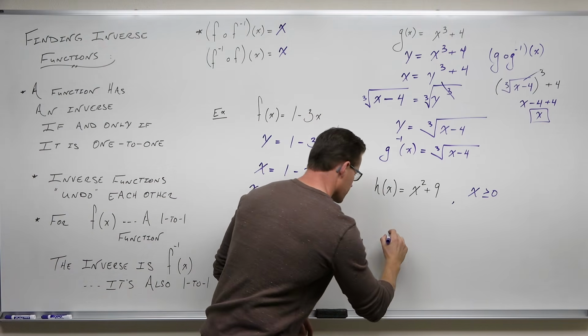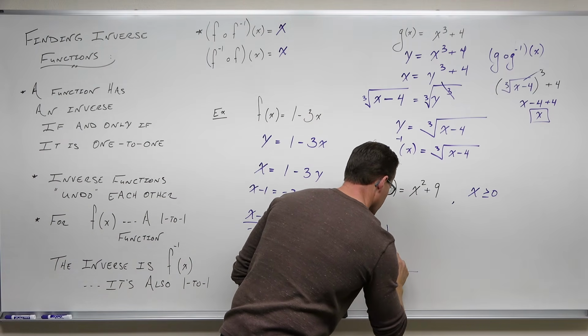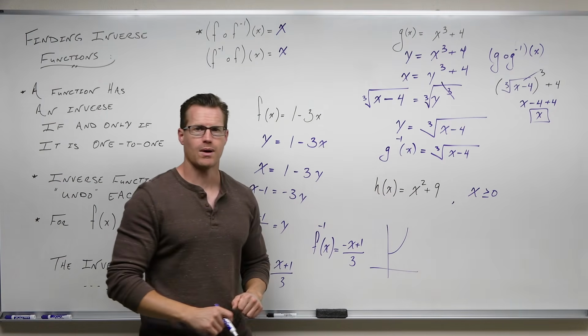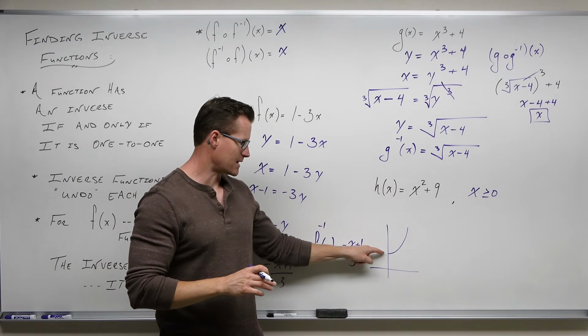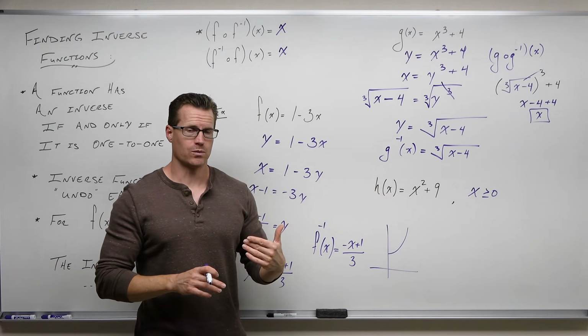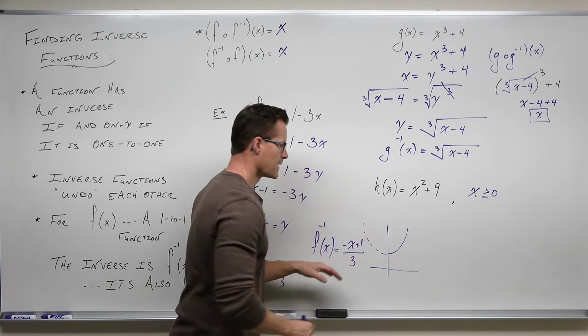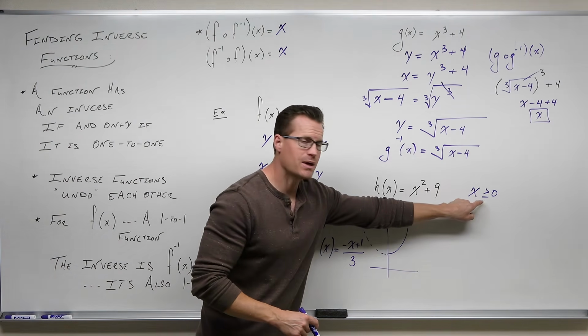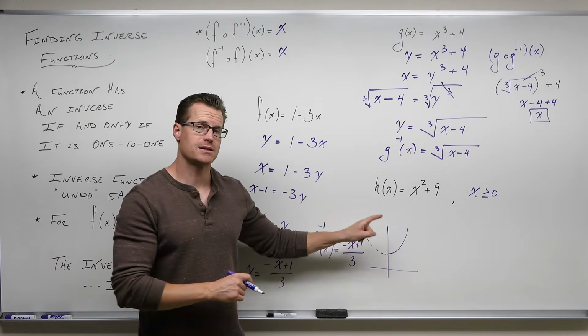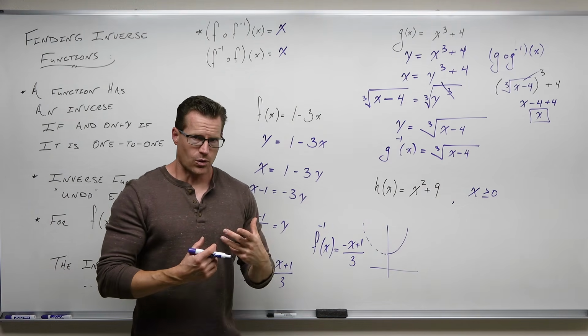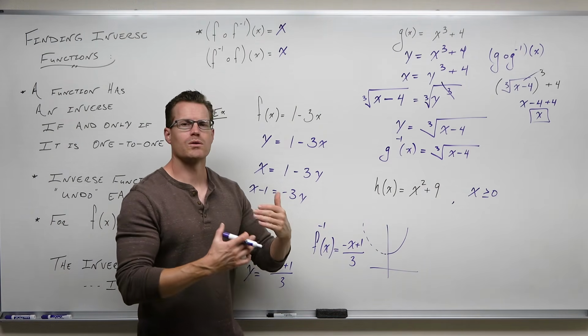It's going to give me that half of a graph. Let's say that's 9. Is that one-to-one? Yes. If I ignore this other half of the parabola, if I say I am ignoring it, then that is a one-to-one function. And in order to find that inverse, we can go through the same process.